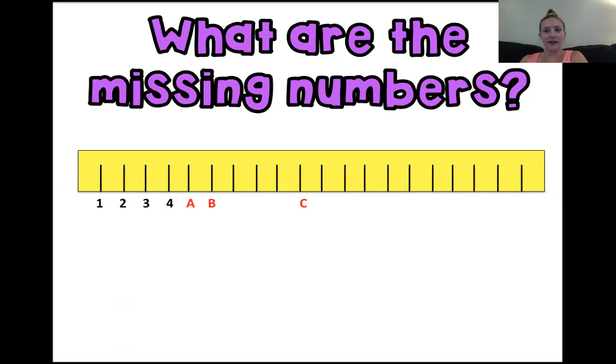What are the missing numbers here? This one says 1, 2, 3, 4.